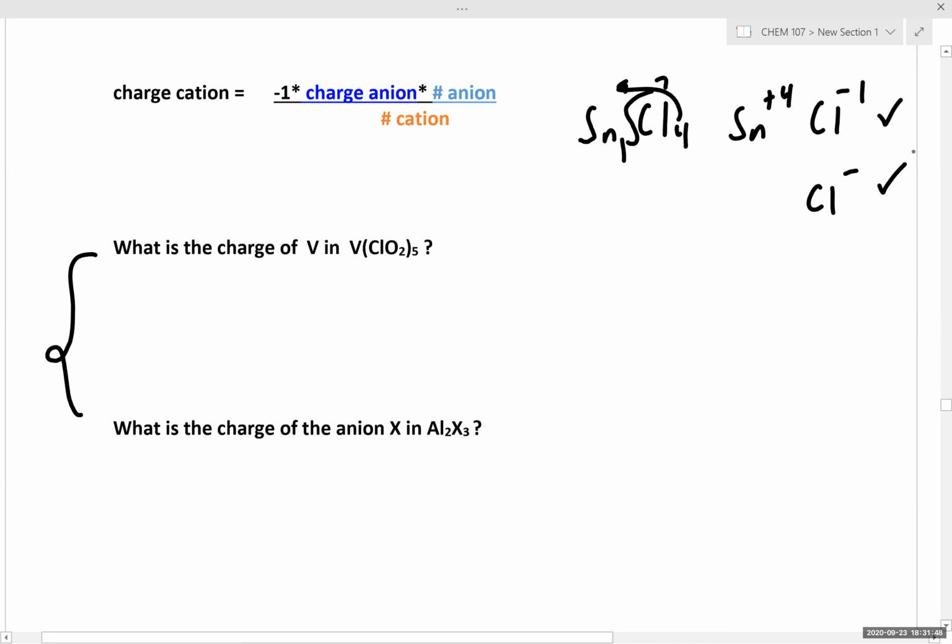So, given the formula of each of these ionic compounds, I'd like you to tell me the charge of the indicated cation or anion. And we'll discuss this example in about 4 minutes. So let's try to calculate the charge of each of our cations and anions in these 2 examples.